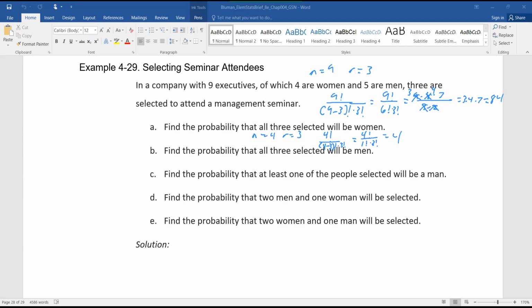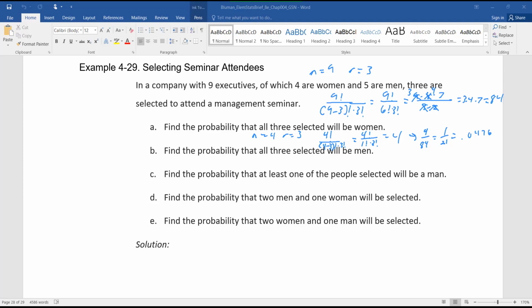Yep. So then the answer here tells me this is 4 over 84, which is 1 over 21, which is 0.0476. So a 4.7% chance that all of them will be women. 1 over 21, yeah. 4 over 84 simplifies down to 1 over 21. That makes sense?